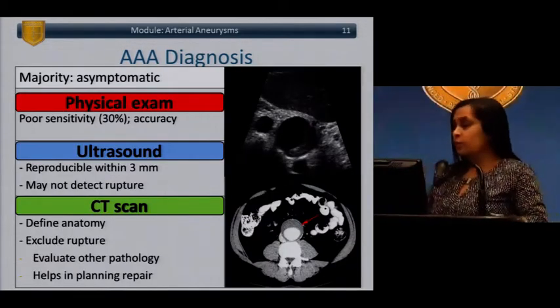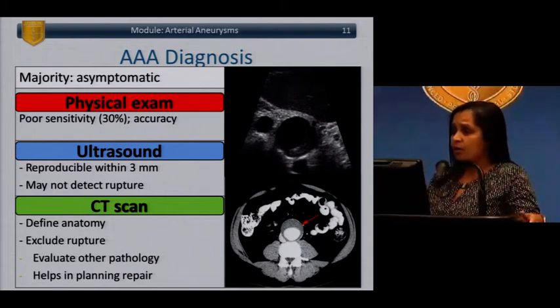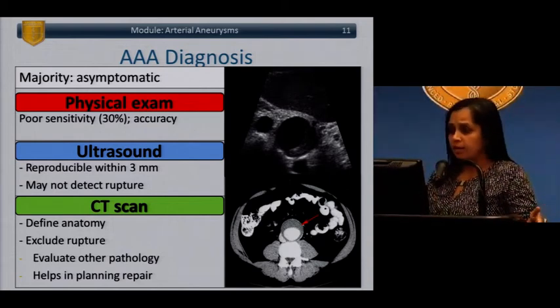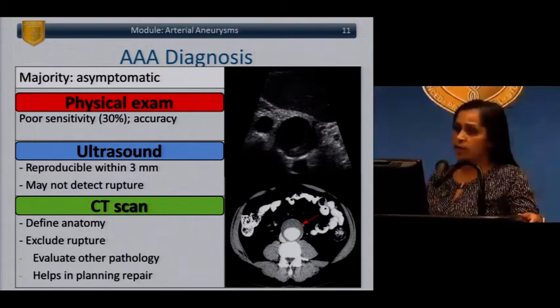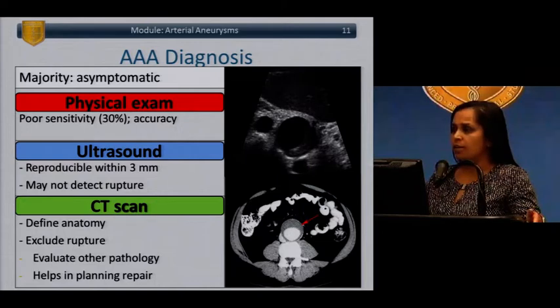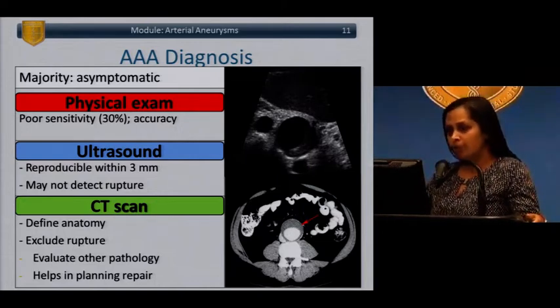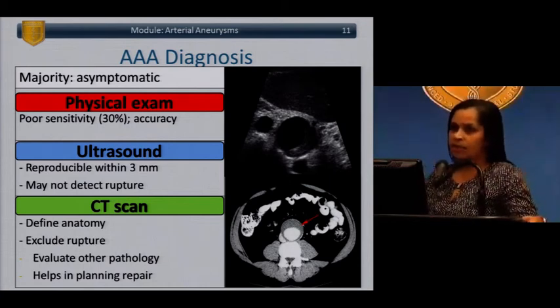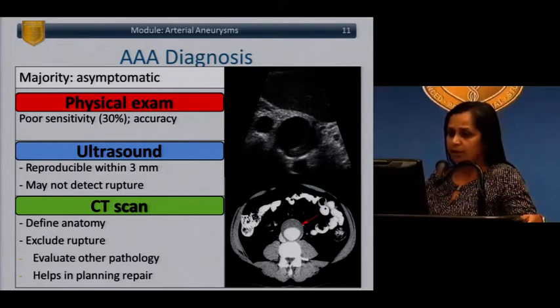Diagnosing aneurysms, the majority are asymptomatic, so it's important for us to think about aneurysms in patients that are high risk in the population we talked about. Physical exam is a pretty poor way to diagnose these aneurysms, especially in the United States with our current population of patients. Many of them are overweight or obese. It's hard to pick one of these up by examination alone.